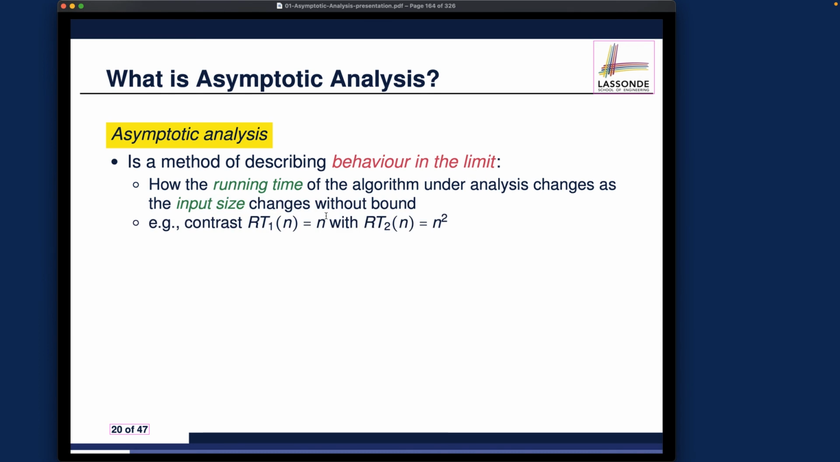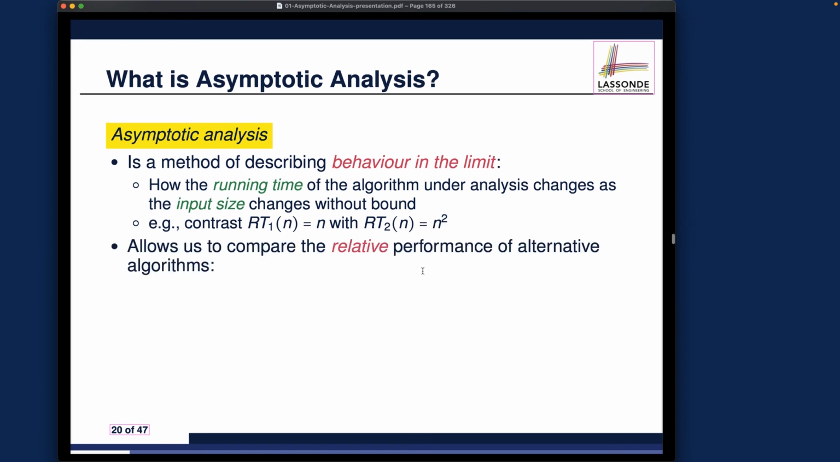For example, what would be the asymptotic running time for this algorithm over here versus n squared? What I can tell you now is they belong to strictly different families of asymptotic functions. That's something we'll see later. But at least you should see this is a linear function and this is a quadratic function. They're different. And the asymptotic analysis will allow us to compare the relative performance.